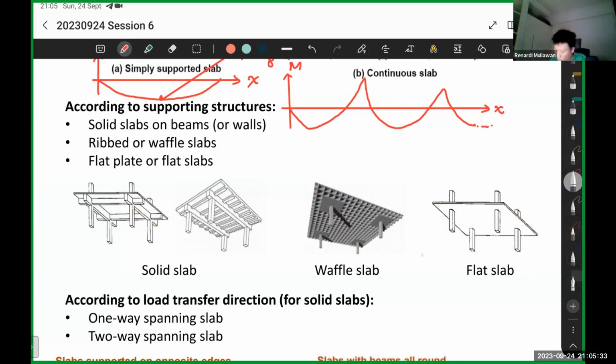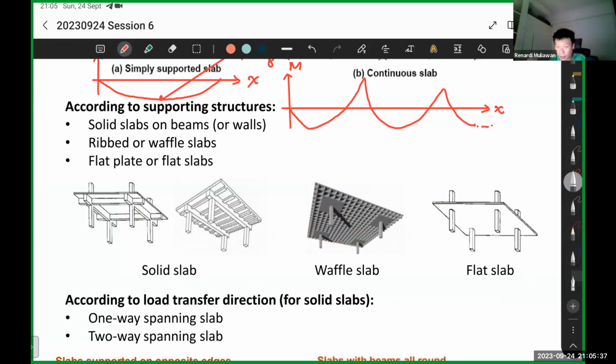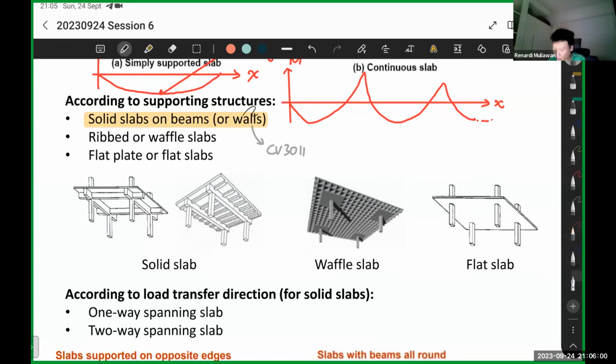Okay, so these three slabs have different ways to design. But for this course, we will only focus on solid slabs, or slabs on beams. This one is for CV3011. I don't know if they will teach the other two in advanced RC design, but I know they're used in consultancy firms. But in CV3011, we'll just deal with solid slabs.